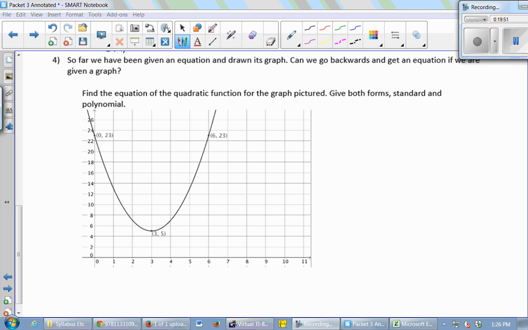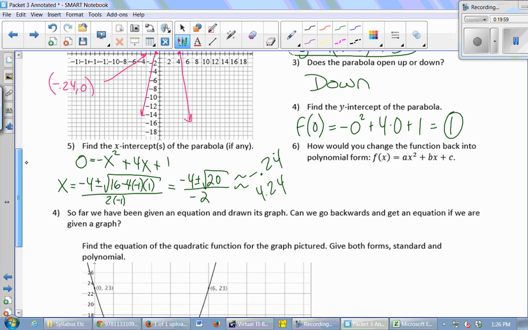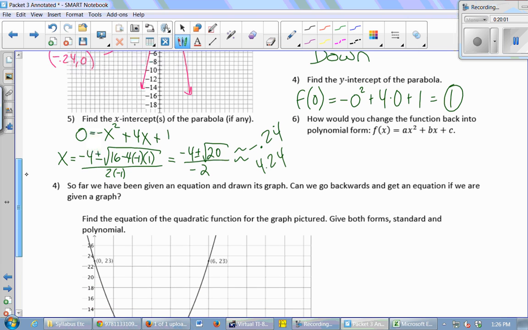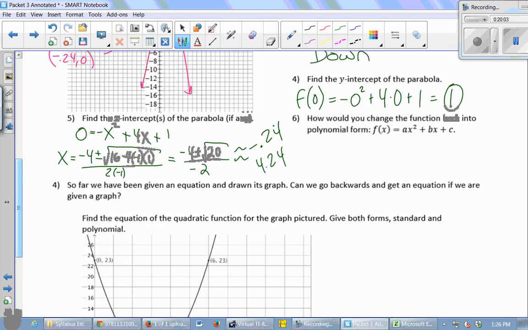So far, we have been given an equation and asked to draw its graph. Oh, good question. Yeah. How would you change the function back into polynomial form? So we have it as negative x minus 2 squared plus 5. How could I turn that back into ax squared plus bx plus c form? Just do it out, yeah.